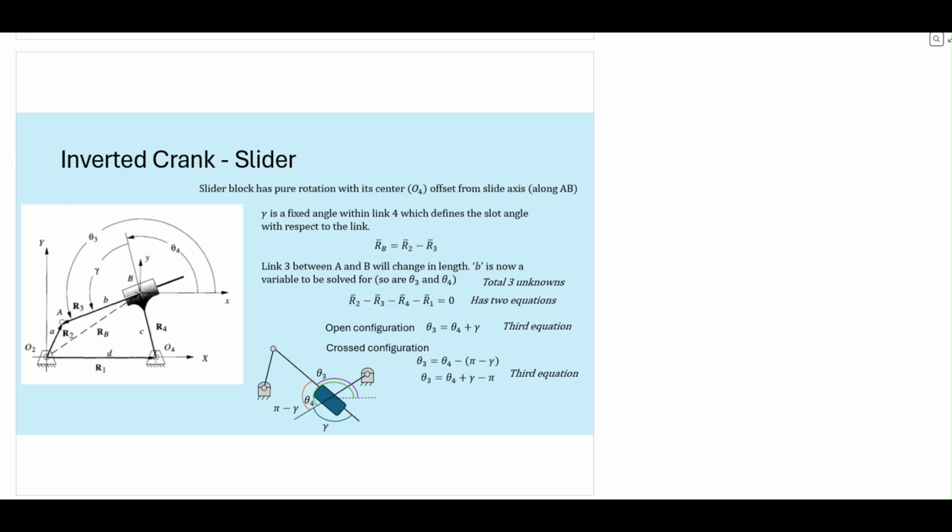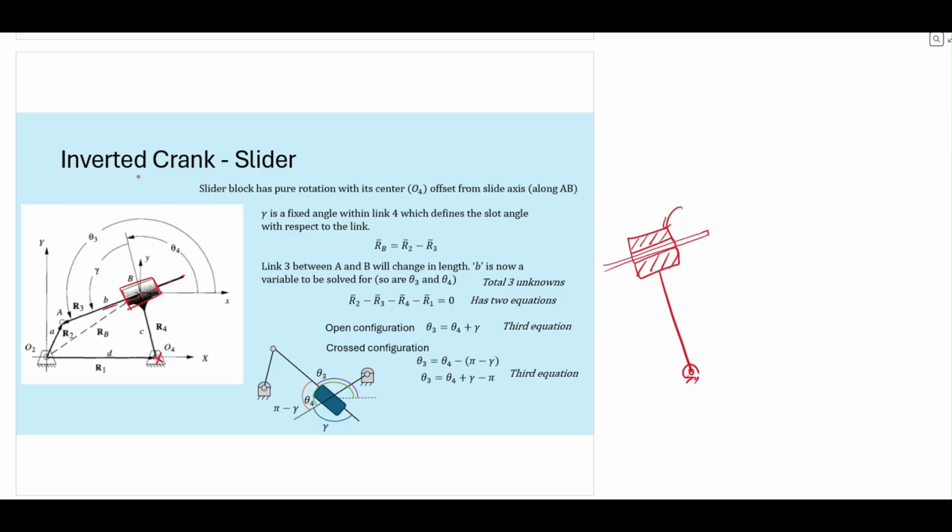Now let us go over the position analysis of the inverted crank slider. In this case, the slider block has pure rotation with respect to a center O4, which is already at an offset from the sliding axis. So think of a slider block. This is like a cut section. There is this portion through which a second link can go through, and this block can rotate about a pivot.